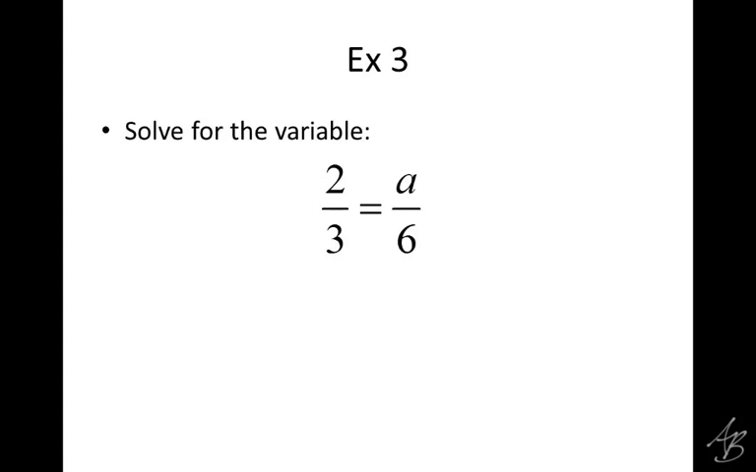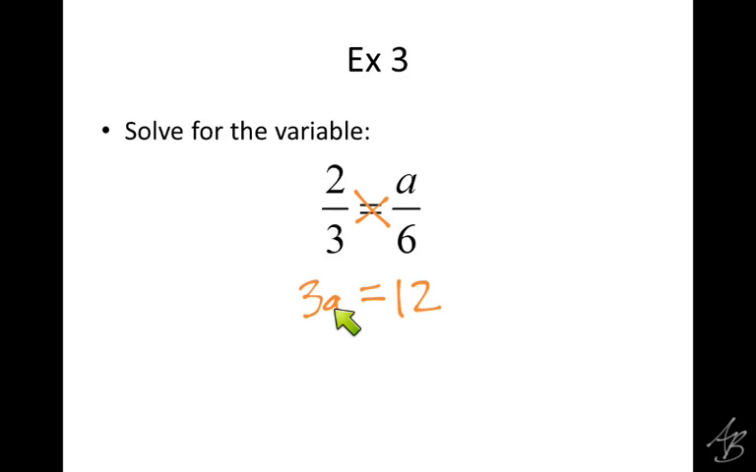All right, so what are we going to do? So when we cross multiply, does it matter if I do 2 times 6 first or 3 times a first? No, it doesn't matter. I always like to do the one with the variable first, just to have the variable on the left side of the equation. So we do 3 times a and get 3a. And then on the other side, we do 2 times 6 and get 12.